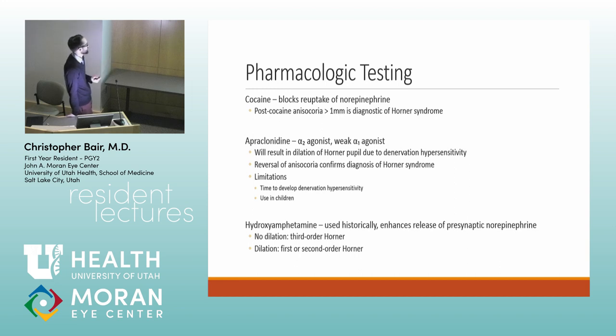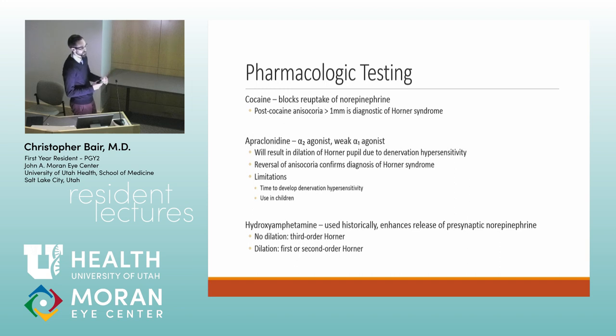The other drug we use frequently is apraclonidine, or Iopidine is the other name for it. It's an alpha-2 agonist and a very weak alpha-1 agonist, and it will result in dilation of a Horner's pupil due to denervation hypersensitivity. So reversal of anisocoria like we saw in our patient is diagnostic of a Horner syndrome, but there's a couple limitations to using apraclonidine. One of them was in one of the questions at the beginning of the lecture.